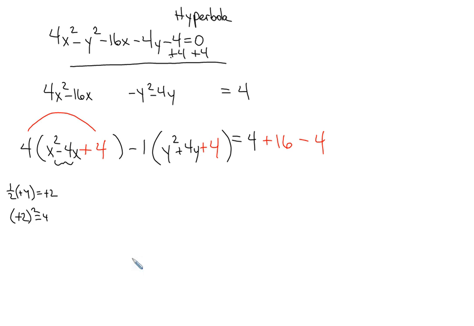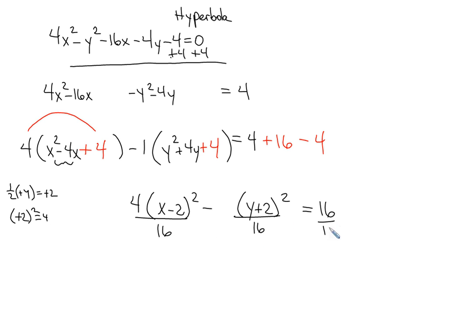Now we can factor. The first one is going to factor into 4 times x minus 2 squared. The next one's going to factor into 1 times y plus 2 squared, and the right side becomes 16. I don't really need this one. But what do I have to have for a hyperbola equation? It has to be equal to 1, doesn't it? So that gives us, these cancel and gives you a 4. So x minus 2 squared over 4 minus y plus 2 squared over 16 equals 1.